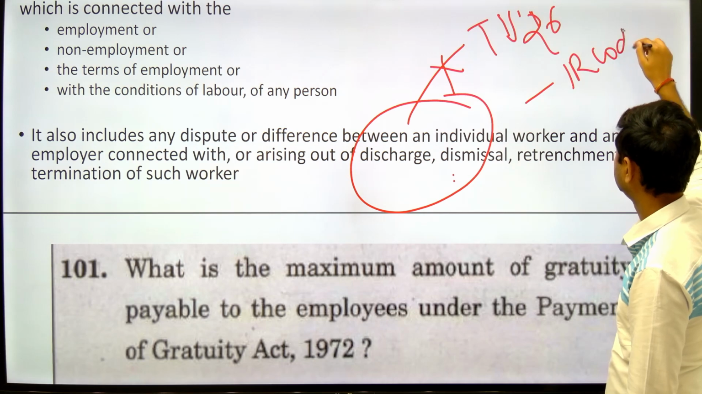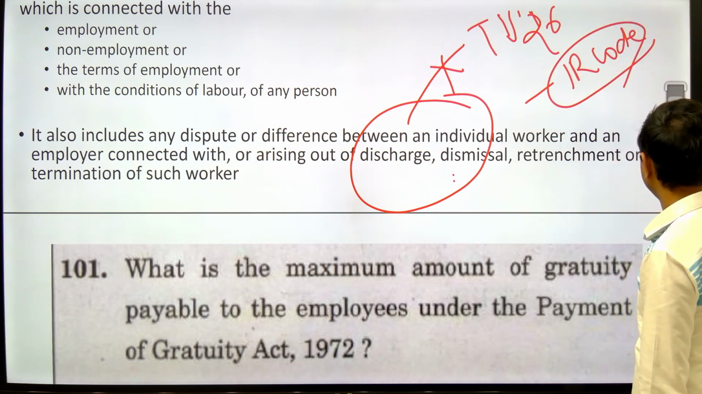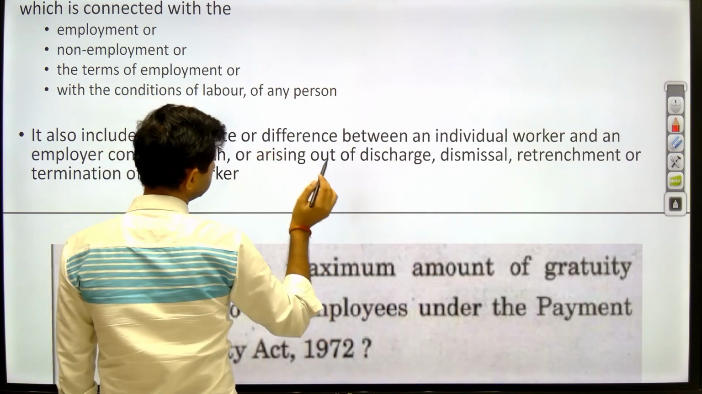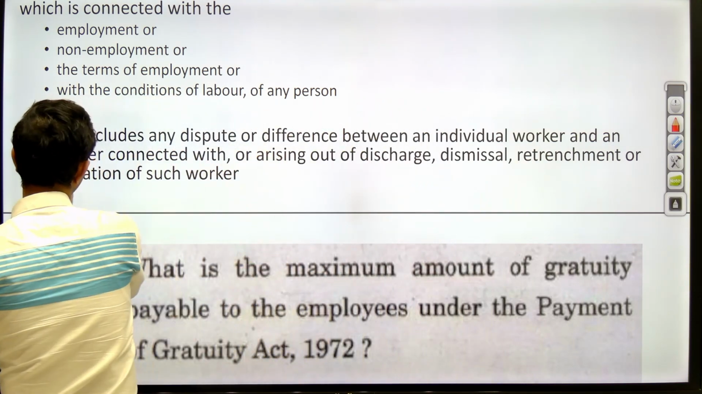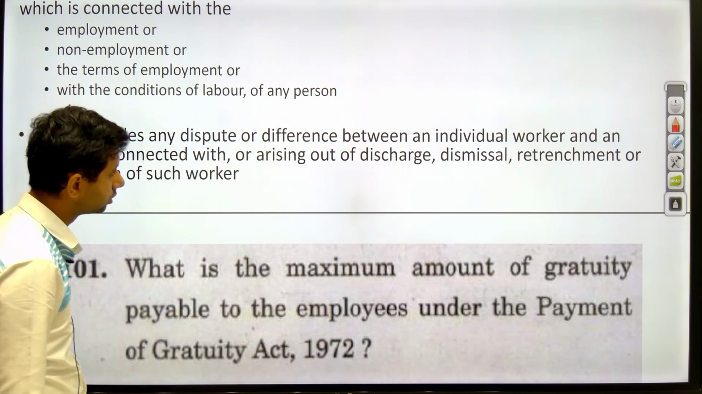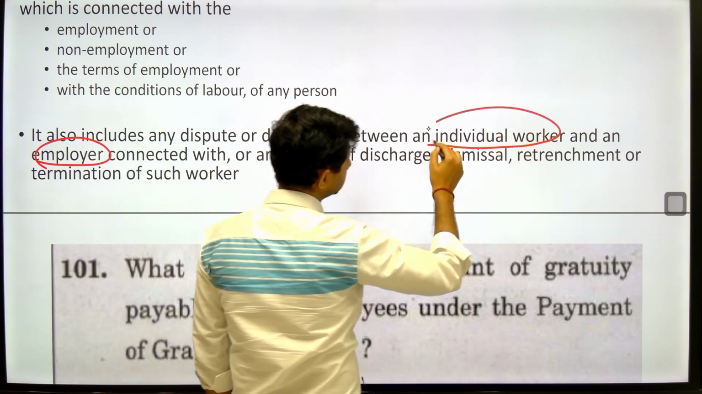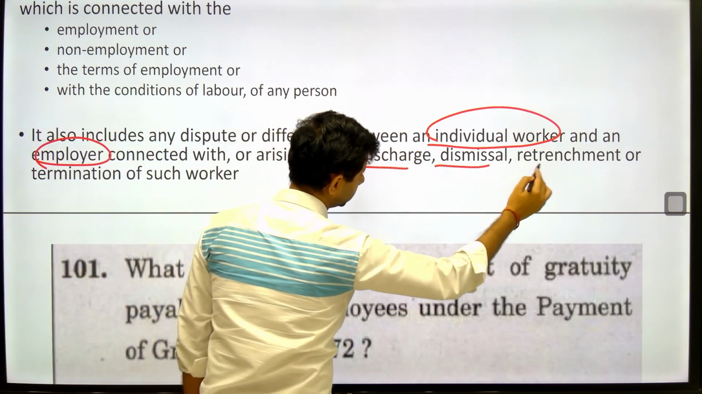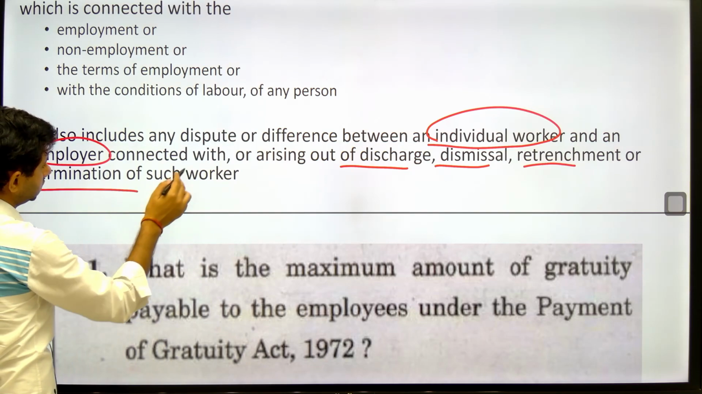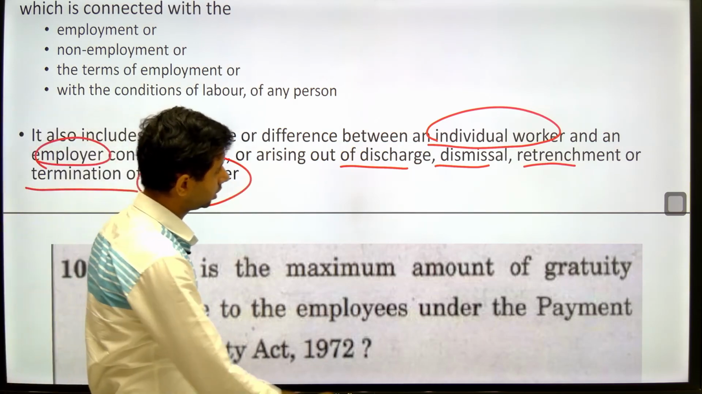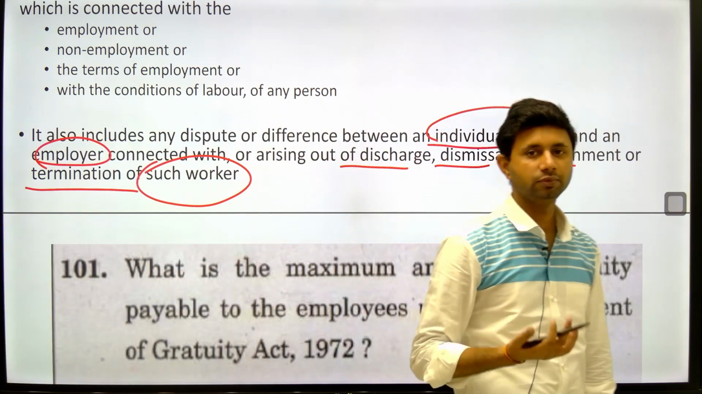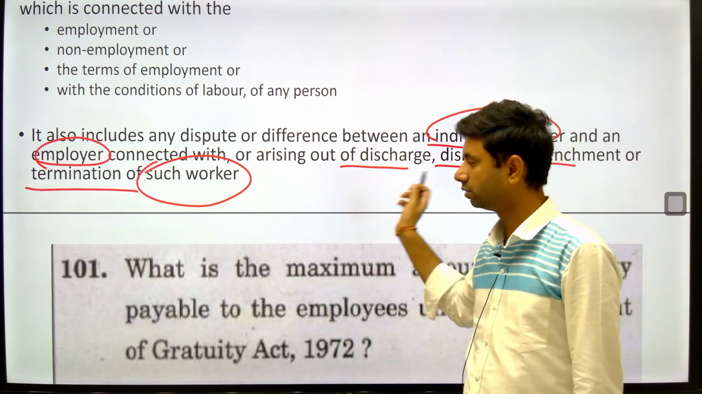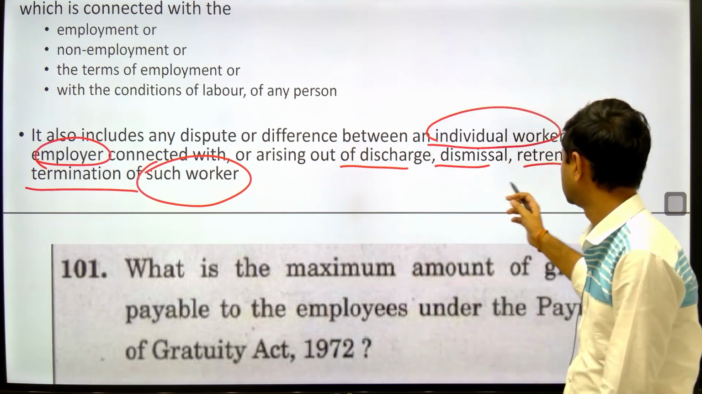Let's see what this definition also includes. It includes any dispute or difference between an individual worker and the employer. It is a specific dispute that arises out of discharge, dismissal, retrenchment or termination of such a worker. So it's a specific dispute between the worker and the employer with respect to these conditions: discharge, dismissal, retrenchment or termination.